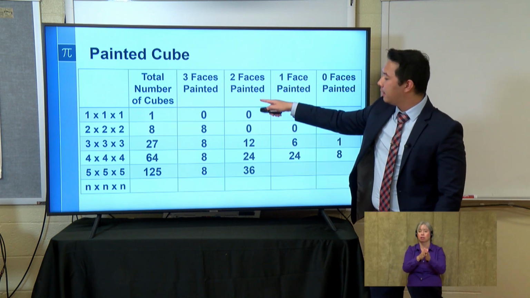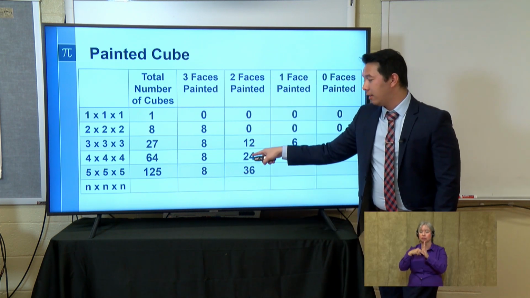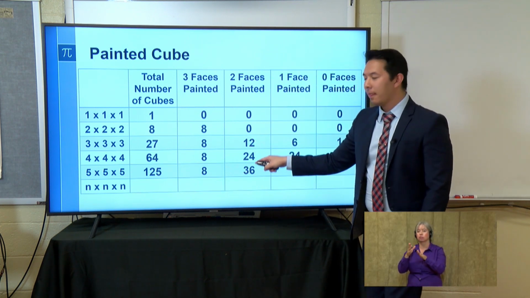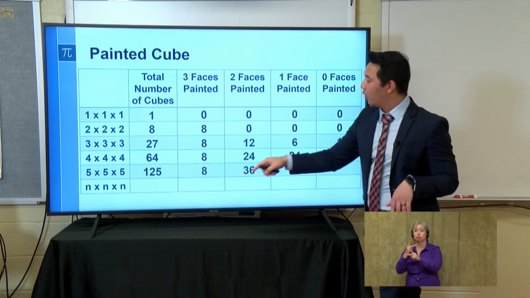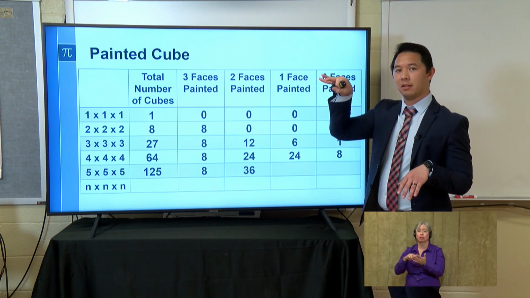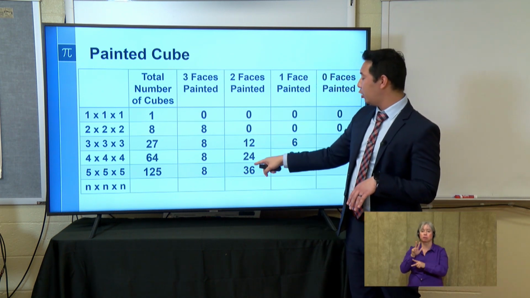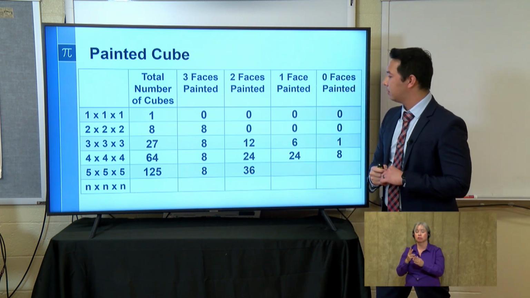Here with the 2 faces painted, on my 5 by 5 by 5, I want you paying attention to the location. These were along the edges. So in a 5 by 5 by 5 case, if I'm going 5 across and I take away those corner pieces, now I'm left with 3 along each edge, and I have 12 edges on a cube, so 12 times 3 is going to give me that value.